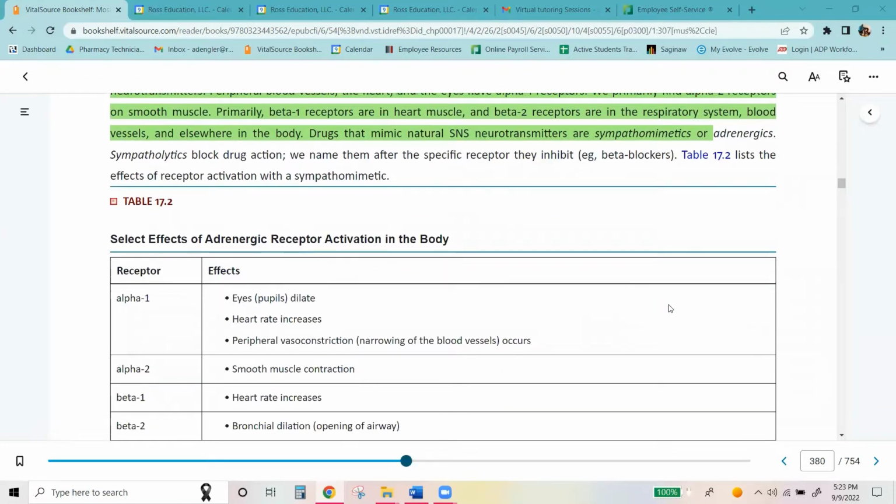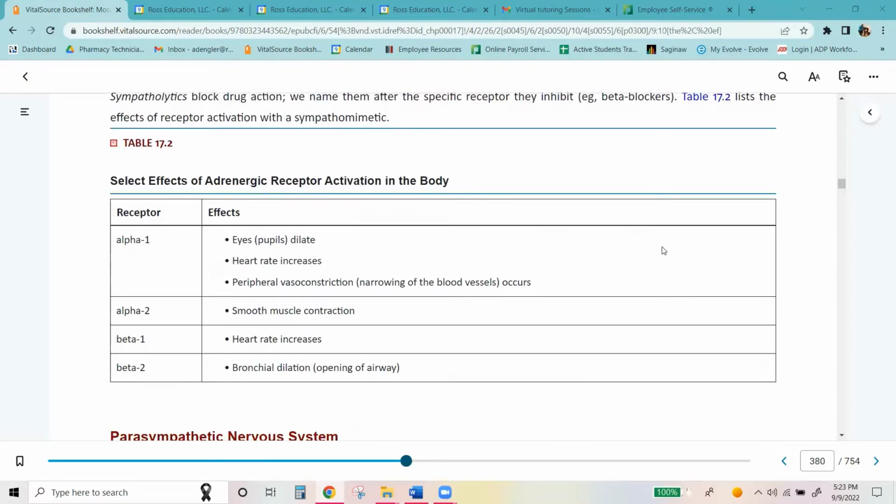And table 17.2 is the select effects of adrenergic receptor activity in the body. So alpha 1, the effects are our eyes dilate, our heart rate increases, and peripheral vasoconstriction occurs, which is narrowing of the blood vessels.